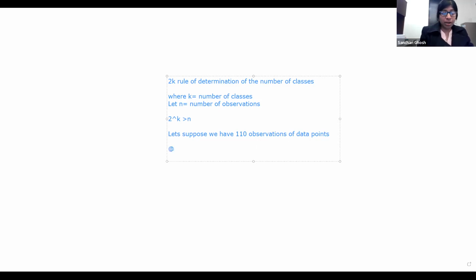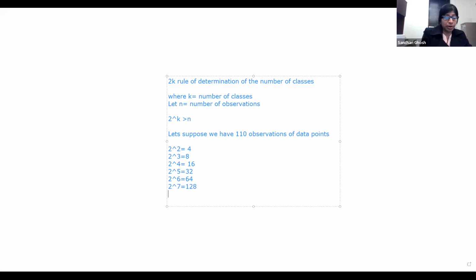So 2 to the power 2 would be 4. 2 to the power 3 would be 8. 2 to the power 4, 8 times 2, 16. 2 to the power 5 will be 16 times 2, 32. 2 to the power 6, 32 times 2, 64. 2 to the power 7, 64 times 2, 128. And possibly we can stop here.